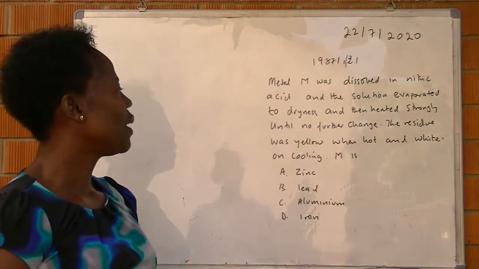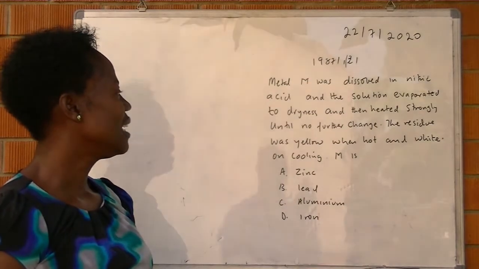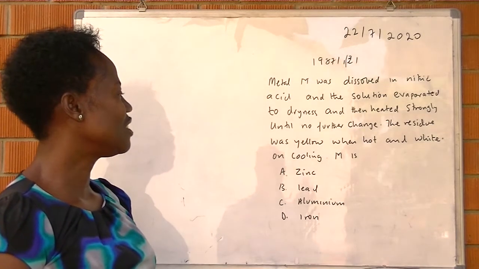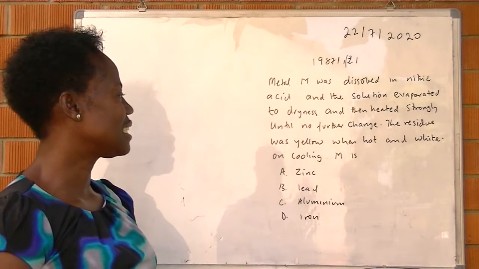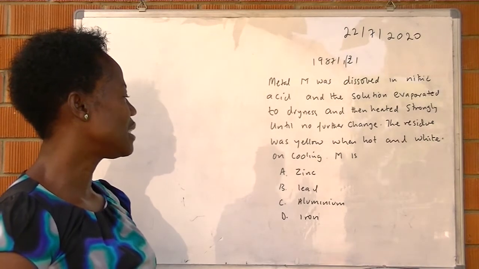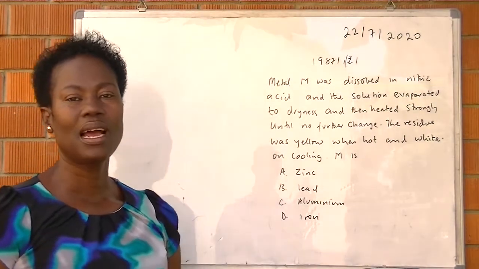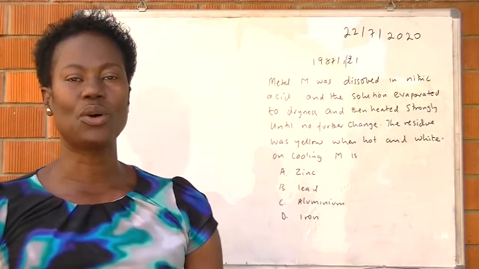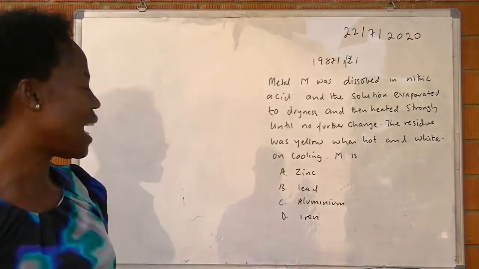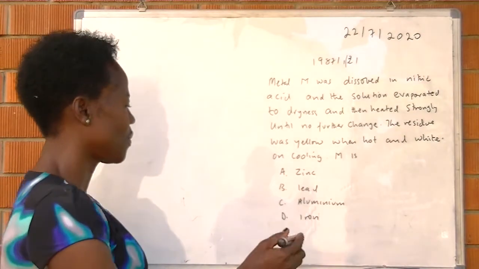Metal M was dissolved in nitric acid and the solution evaporated to dryness and then heated strongly until no further change. The residue was yellow when hot and white on cooling. I think you remember that metal which turned yellow when hot and white on cooling. The answer is A.